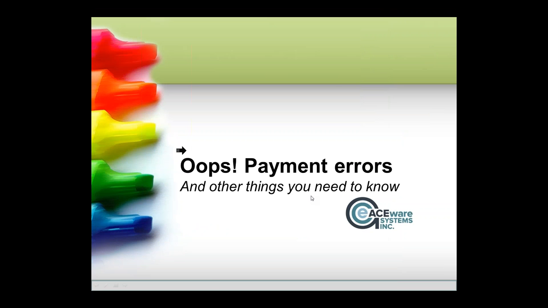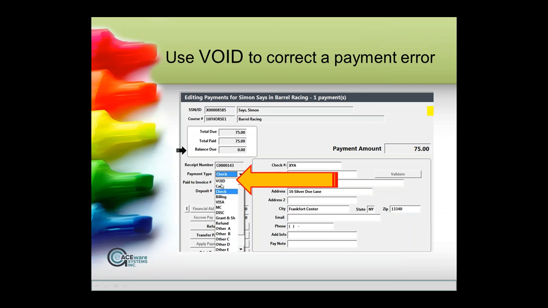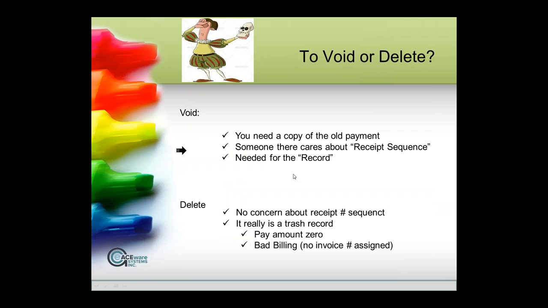Payment errors. Again, we kind of did this once on that one billing record where we voided the billing record. If there is an error in a payment and you need to keep track of the receipt, you can void it and then go back and enter a new one. And so we get into the "to be or not to be," poor Yorick kind of thing.